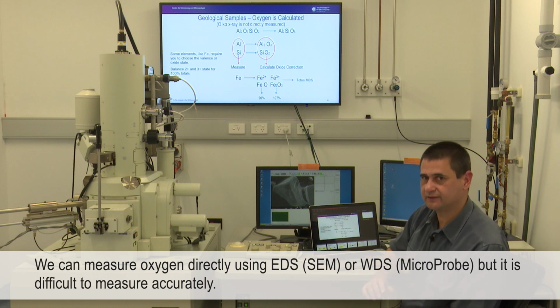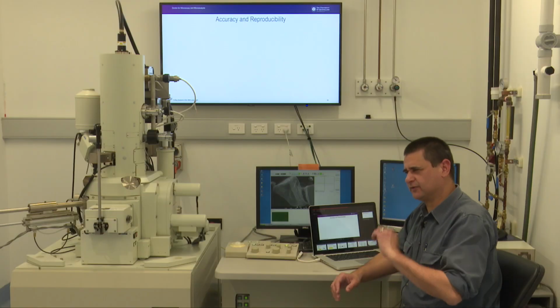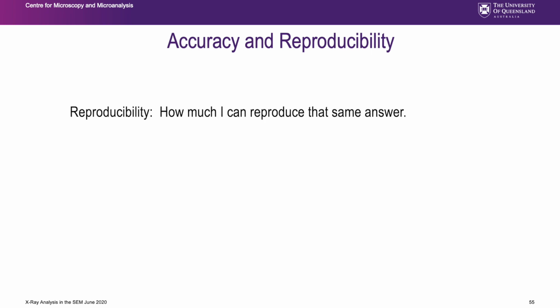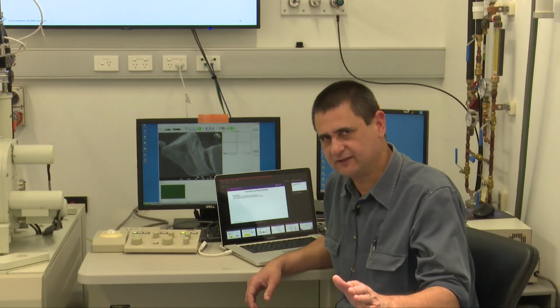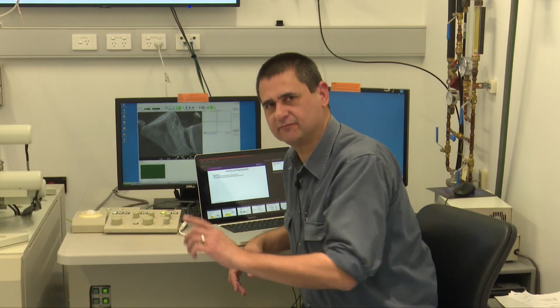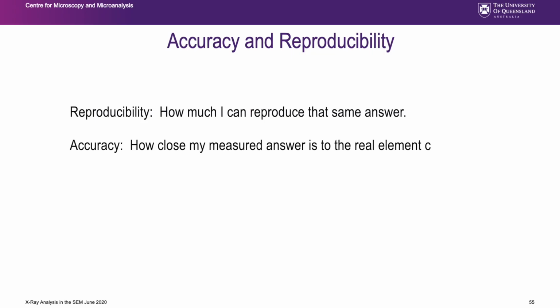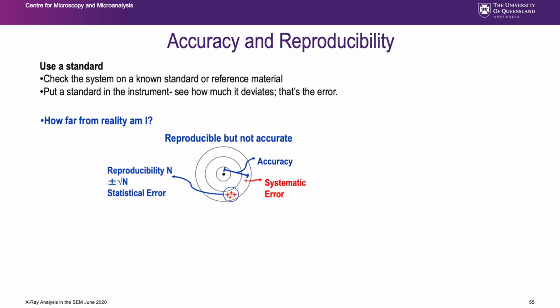I'll talk more about the detectors later. Just a quick little by the way, accuracy and reproducibility. Reproducibility is how much I can reproduce that answer. The answer can still be very wrong, but reproducible. Accuracy is how close my measured answer is to the reality of the situation. Basically, that summarises it there.